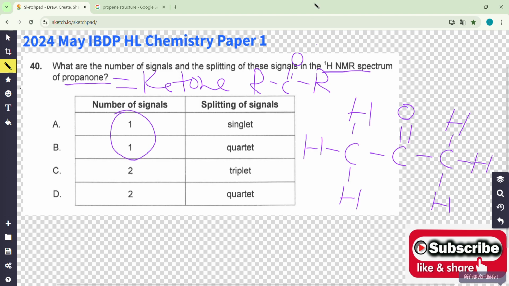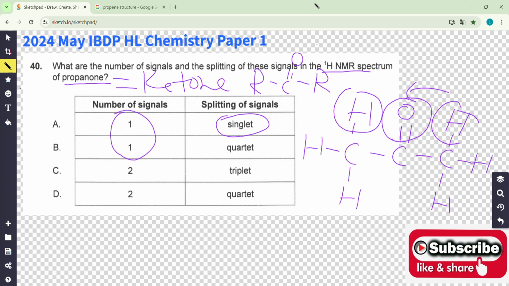And splitting of the signal is the interaction between neighboring carbons' hydrogens. If there is one interaction, then doublet, and two, then triplet, and three, then quartet. Look at here, the nearby carbon: no hydrogen at the neighboring carbon, so no interaction between them, so singlet. Look at the other one also, right? The carbon just beside it has no hydrogen.